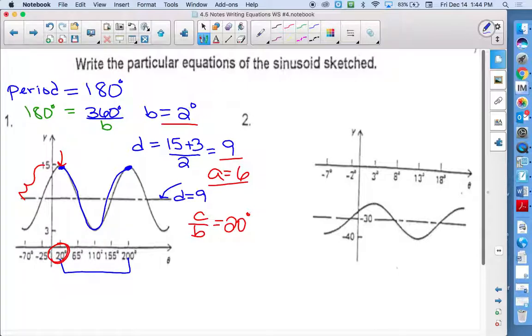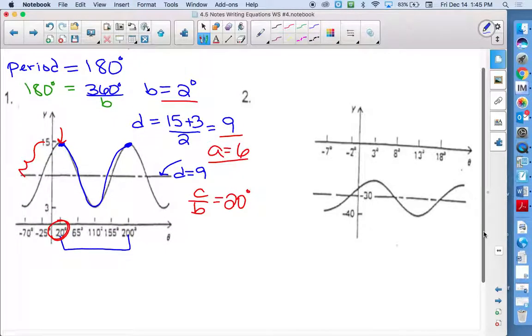Questions? So, we still found all those 4 pieces, but we didn't really fill in all the extra blanks. So, writing your equation. A is 6, we have the cosine. The B is 2 degrees. And then x minus the phase shift is 20 degrees, because that's where the graph is starting. Then the last thing, the D value is 9, so plus 9.